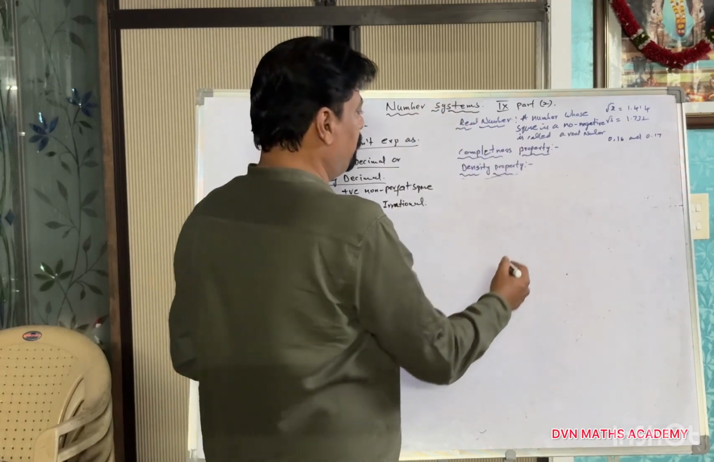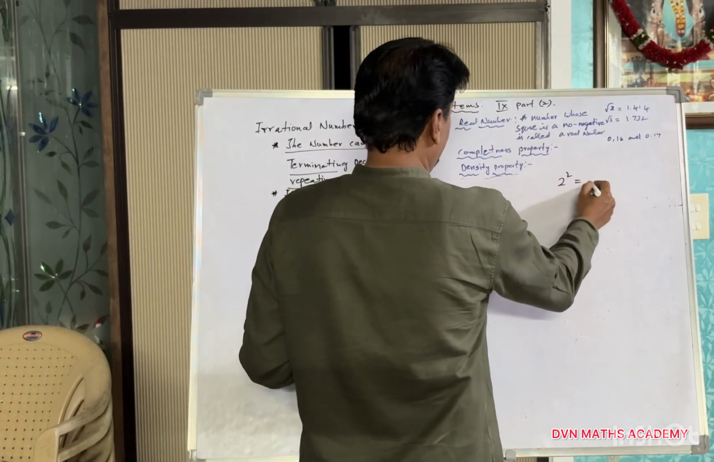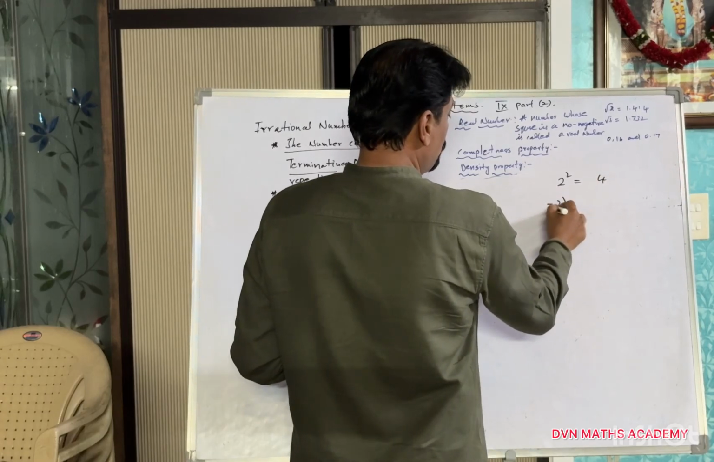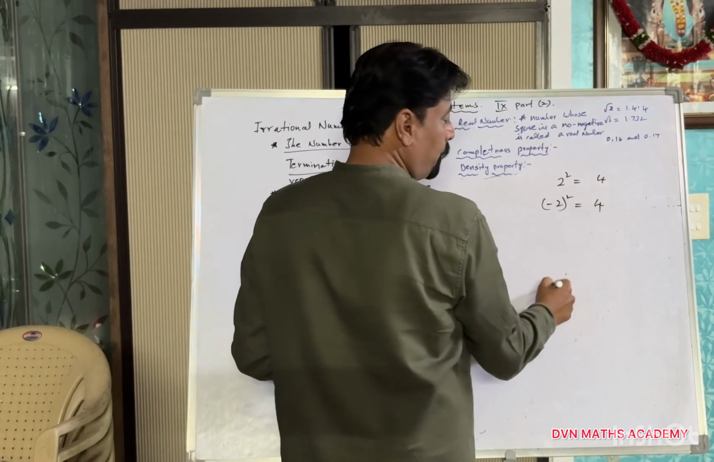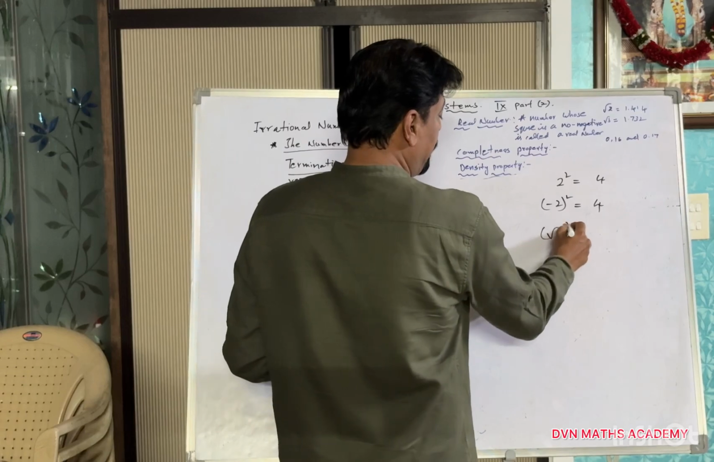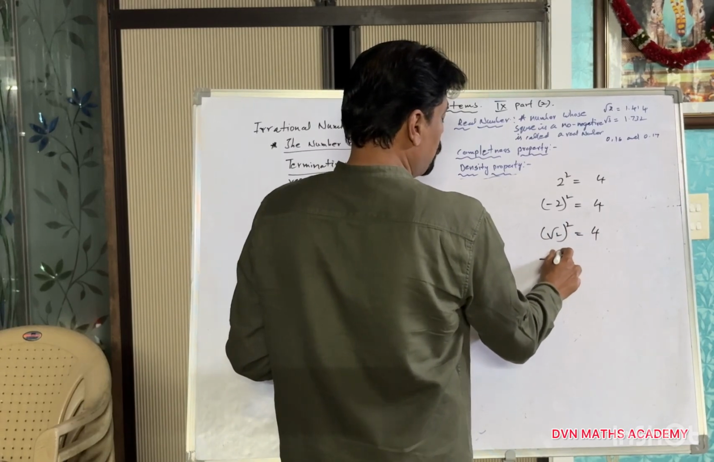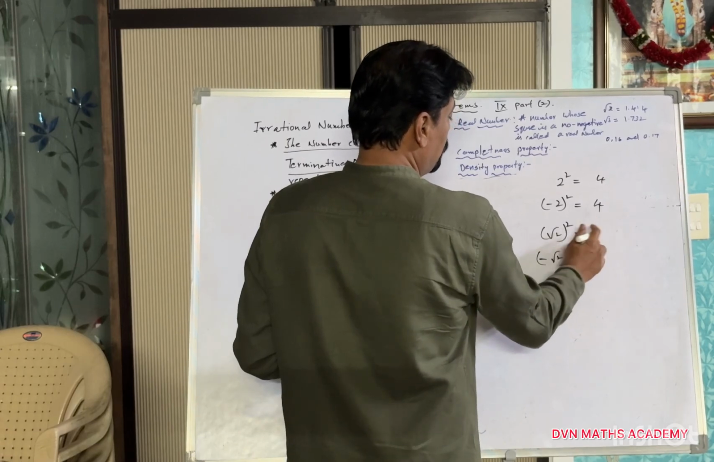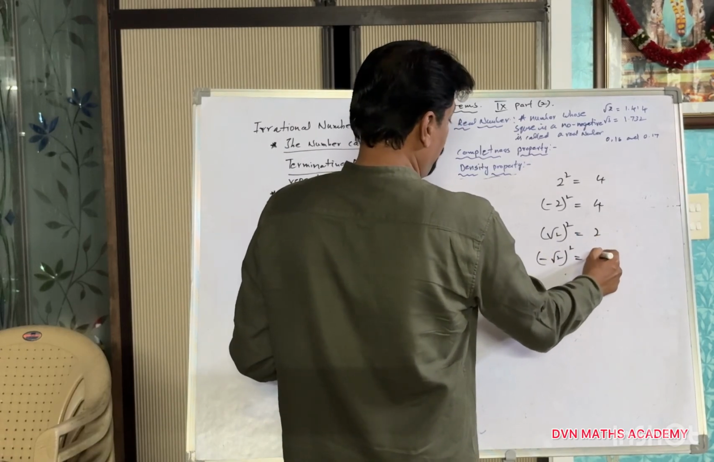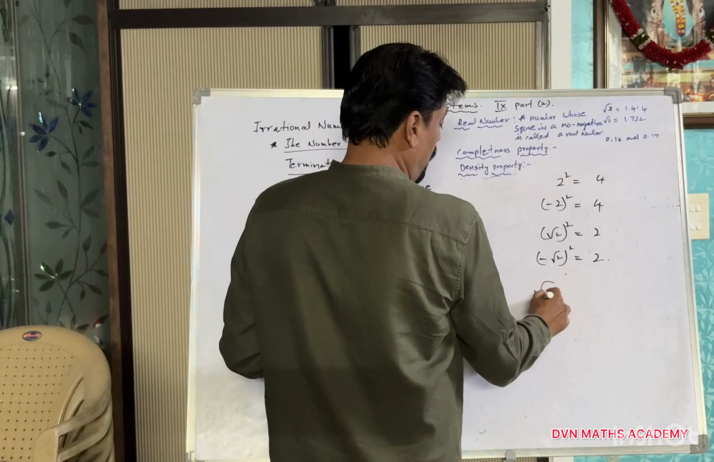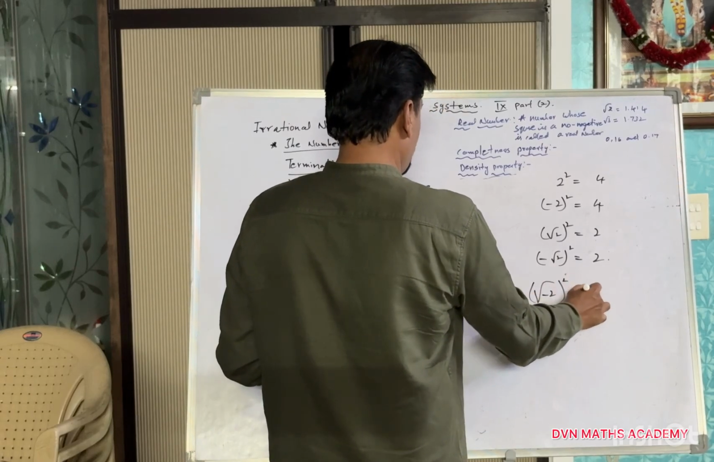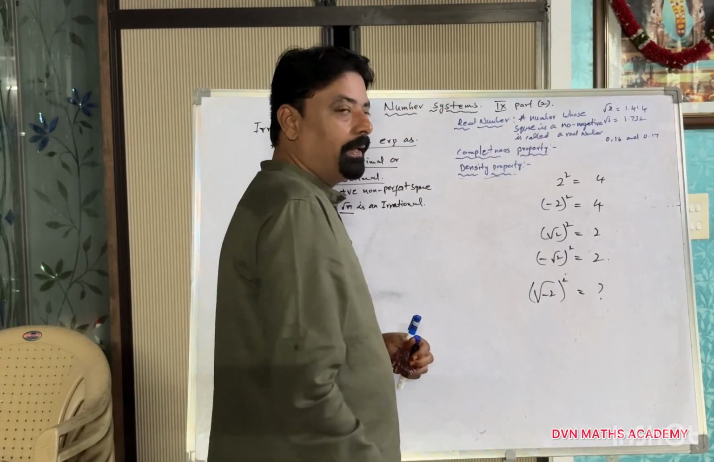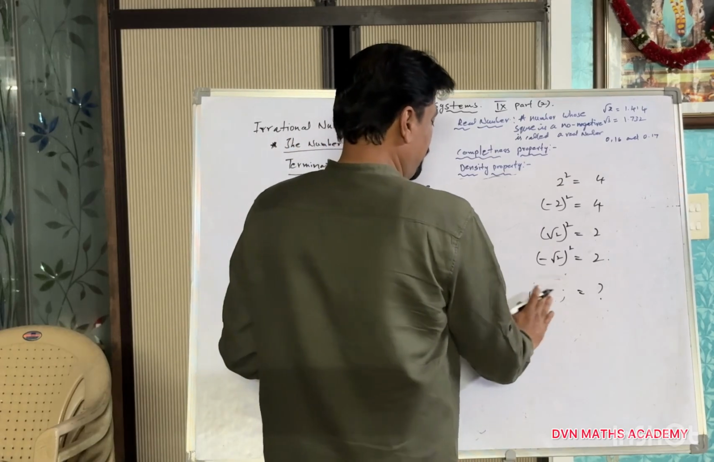For example, here 2 square is equal to 4. Minus 2 square is also equal to 4. Root 2 square is 2, and minus root 2 whole square is also 2. But root under minus 2 whole square is equal to what? This we cannot say.